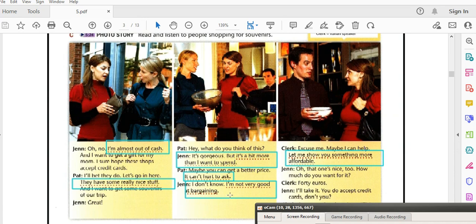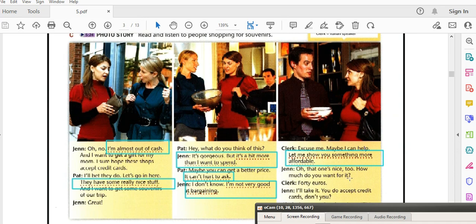I don't know. I'm not very good at bargaining. Bargaining means you go to the shop and you want to buy something expensive and start talking with the shopkeeper, and you persuade him to sell it to you for less money. For example, you buy something expensive without paying lots of money. چون نزنی.